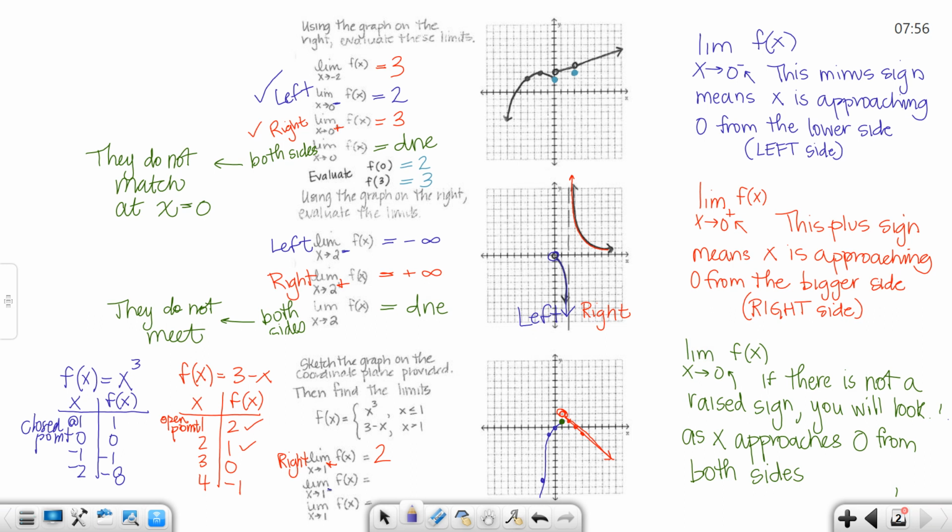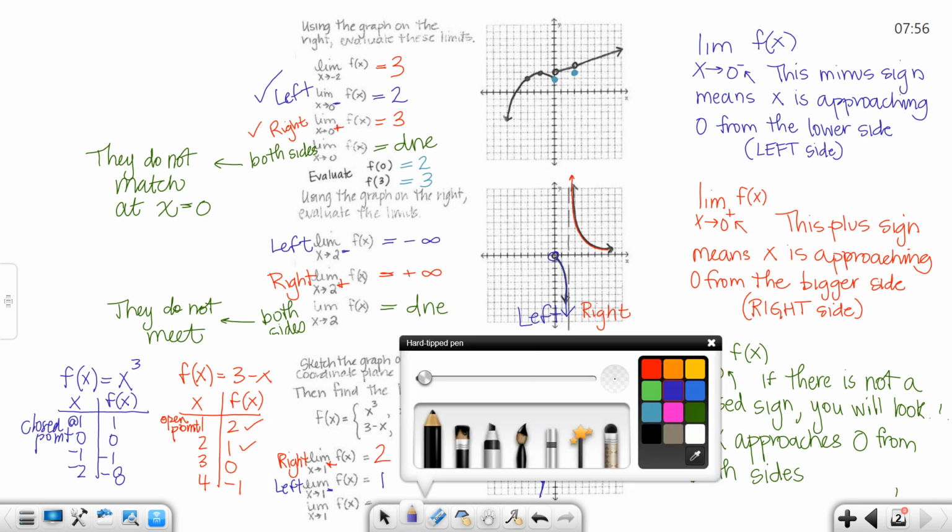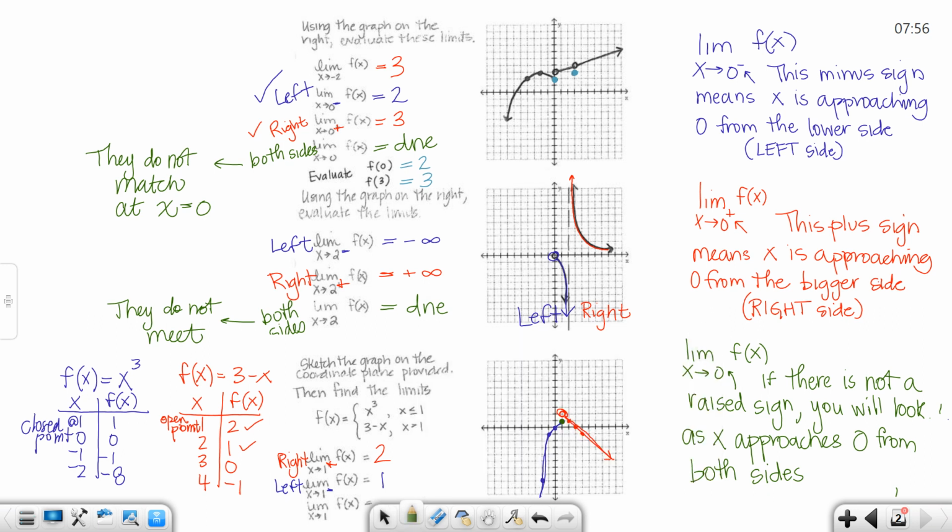Okay, the other one is a little minus. See the minus here? That means I'm going to be approaching from the left side. That's the blue side. As I get closer and closer to 1 from this left side, that means I'm going to 1. Now the overall question here, the last one, is do they match? They do not match. 1 goes to 2, 1 goes to 1, they do not match, and so your answer for this one is does not exist because they do not match.